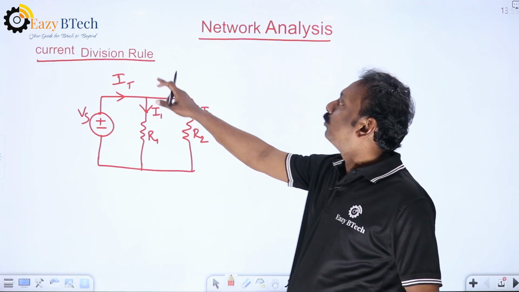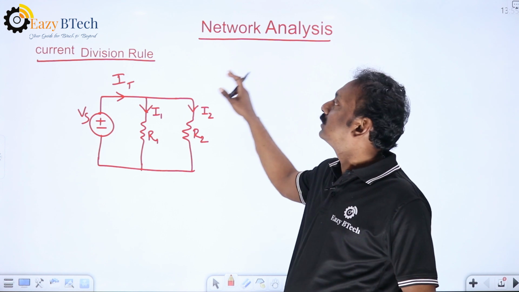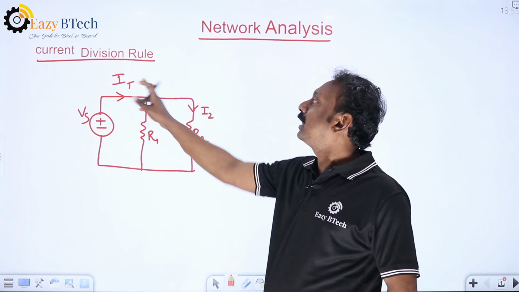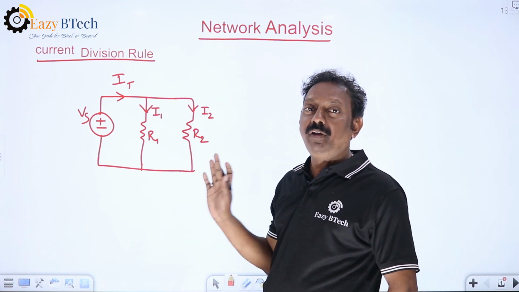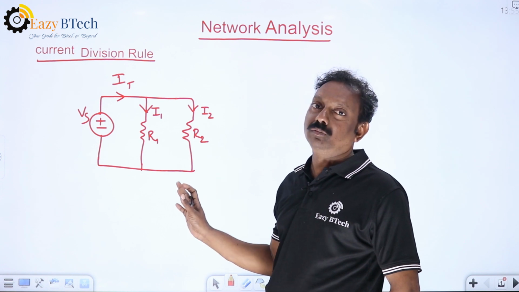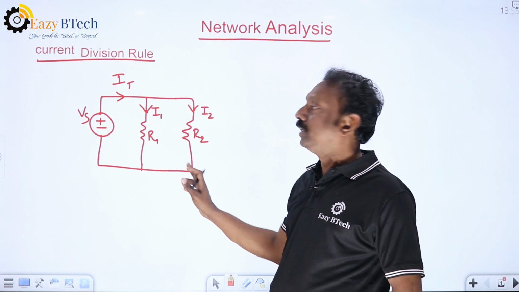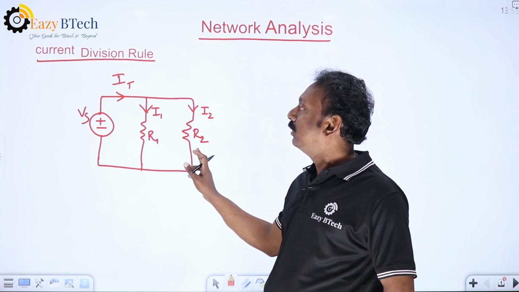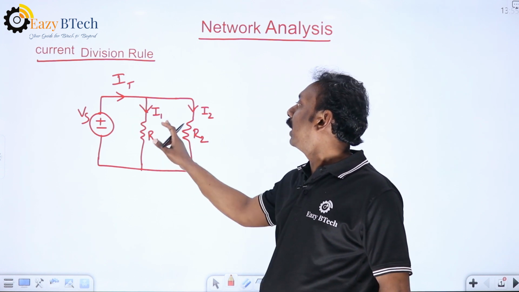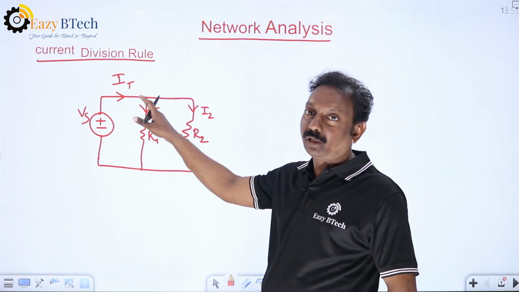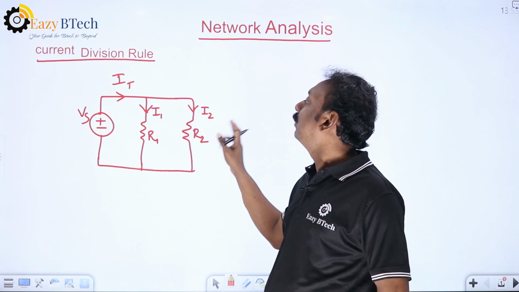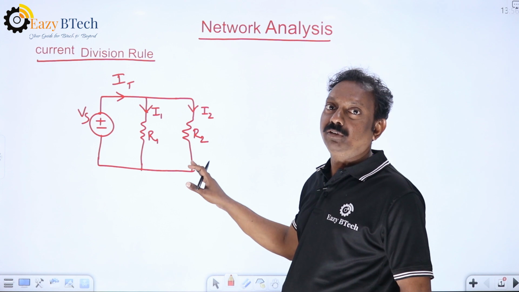Today we are discussing one more important topic in network analysis or circuit theory, that is the current division rule, where we are applying the current division rule. First we'll derive the equation. Let us take two resistors in parallel. If you know the total current, how do you find the I1 value and I2 value? First we'll derive this equation.